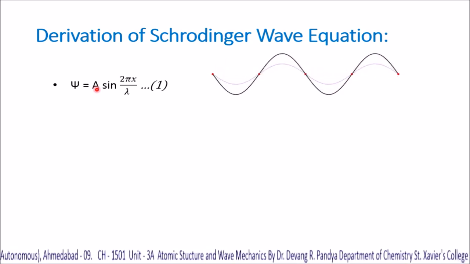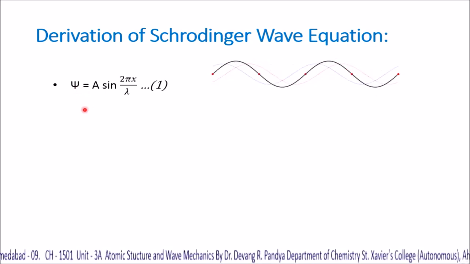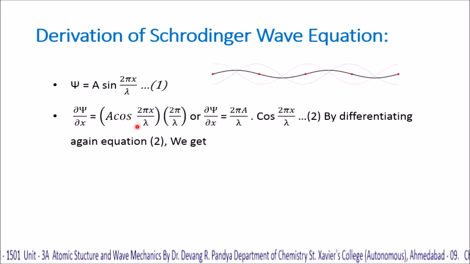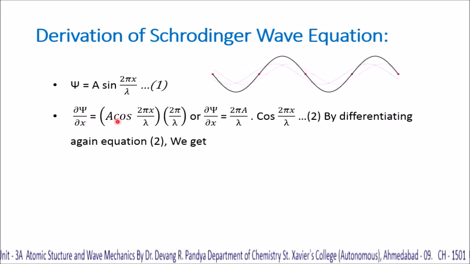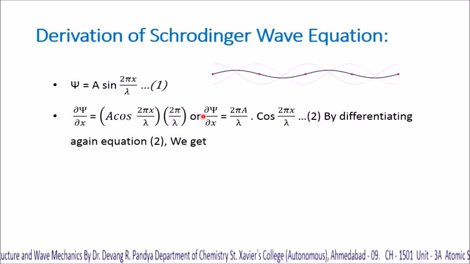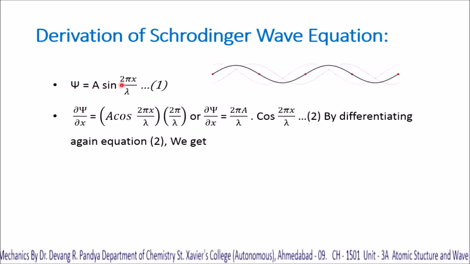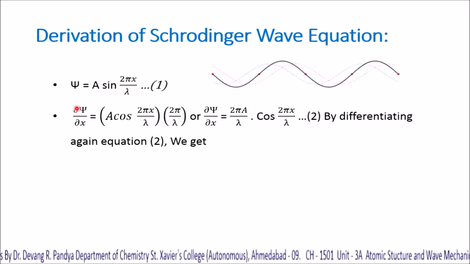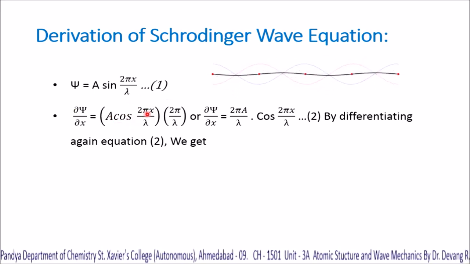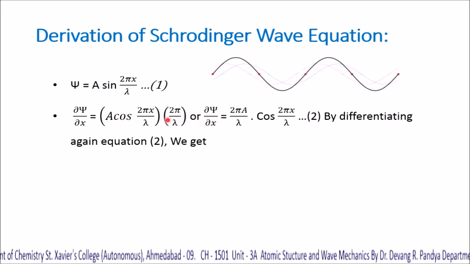We are going to discuss normalization later on, and psi will represent the wave function. On differentiating equation 1 with respect to x, we get dψ/dx = a cos(2πx/λ) × 2π/λ. Putting the value of ψ as a sin(2πx/λ) and doing a simple differentiation, it gives us a cos(2πx/λ) into 2π/λ.